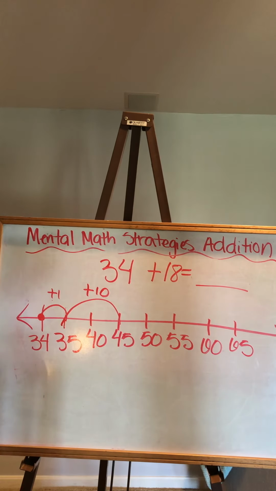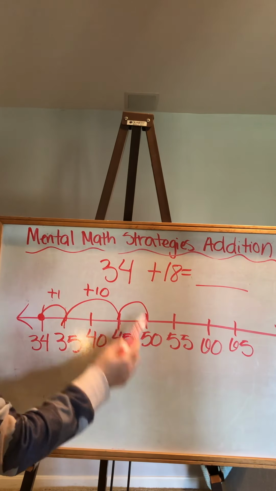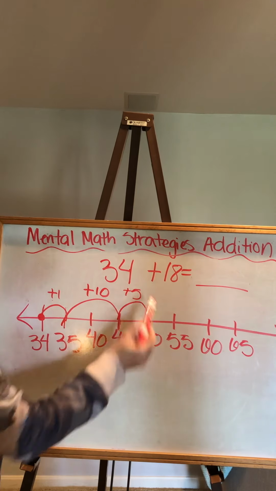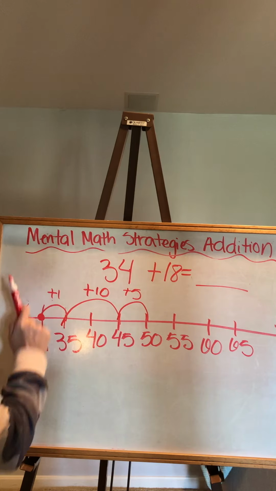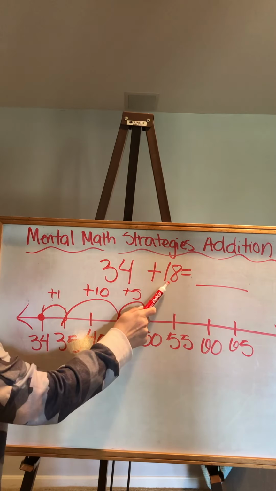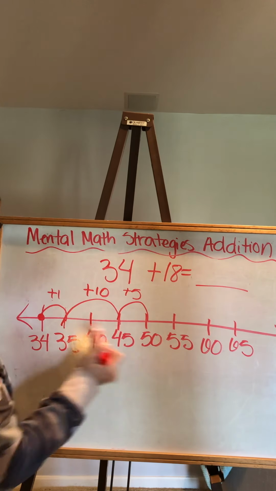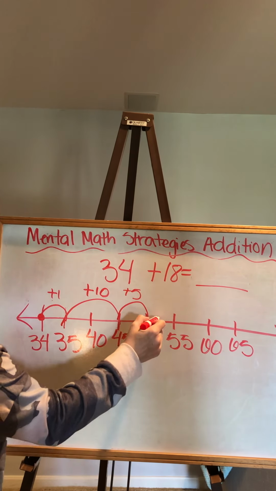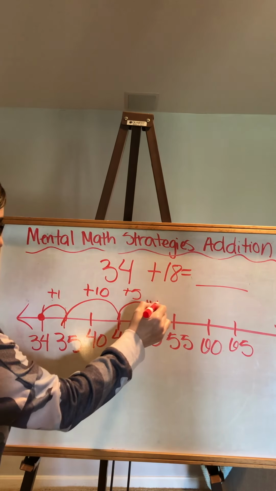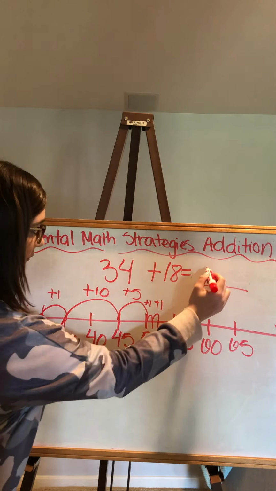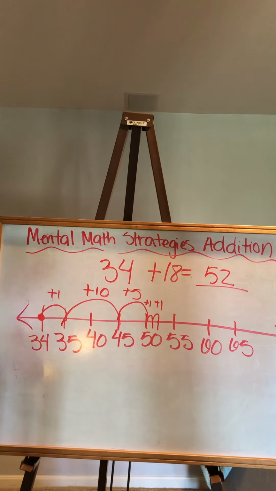So now let's jump by 5s. 45 to 50 is plus 5. So now we have 10 plus 5 is 15, plus 1 is 16. And we're trying to get to 18. So all we have to do is jump 2 more spots. So 50, 51, 52. So we get 52. 34 plus 18 is 52.